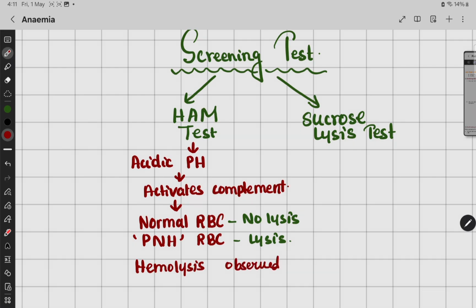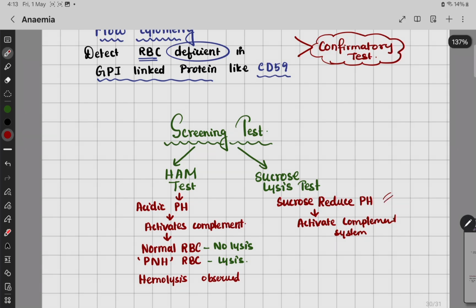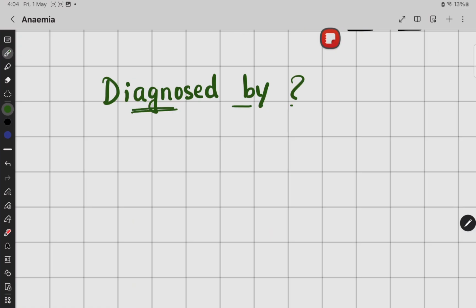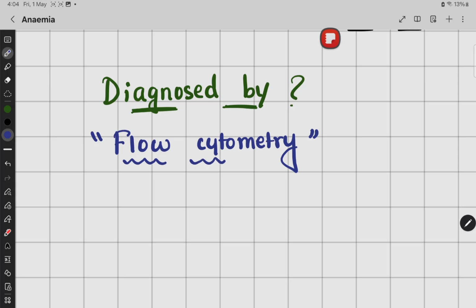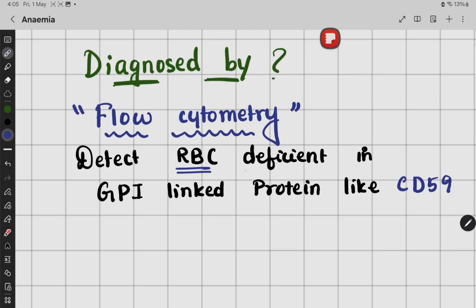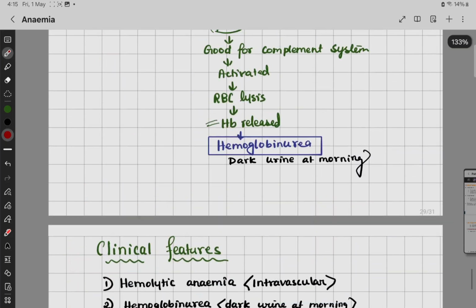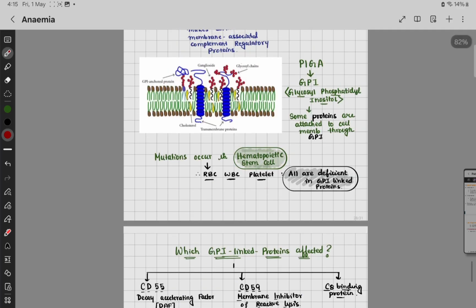Now what happens in the sucrose lysis test? In sucrose lysis test, the sucrose reduces the pH. It will also activate the complement system, and hence in normal RBCs, there will be no lysis, but in the affected RBCs, there will be lysis. So if hemolysis is observed, sucrose lysis test will be positive. Now how is it confirmed? It is confirmed by flow cytometry. It detects the RBC that is deficient in GPI linked proteins like CD59. So that was all about paroxysmal nocturnal hemoglobinuria.